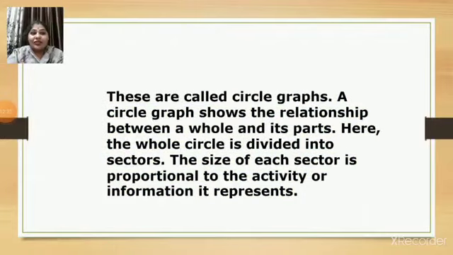So these are also called circle graphs. A circle graph shows the relationship between a whole and its parts. People are already aware, children, what a pie chart is. It is a circular graph in which we first find the central angle and then the parts, that is, sectors. The whole circle is divided into sectors, and the size of each sector is proportional to the activity or information it represents.